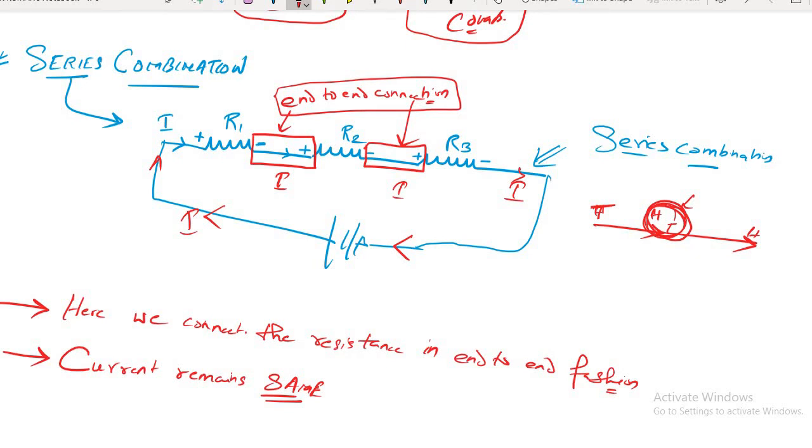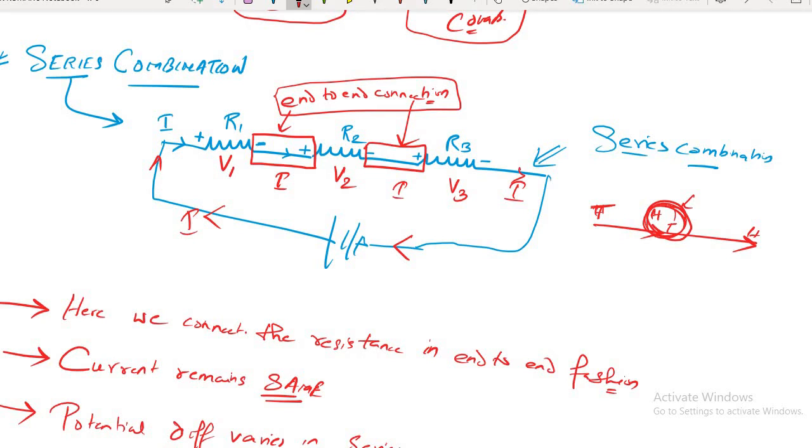Third thing that you have to remember is, potential difference varies in series combination. Potential difference varies. That means, for resistance 1, potential difference will be V1. For resistance 2, potential difference will be V2. And for resistance 3, potential difference will be V3. Tell me, have you understood this?